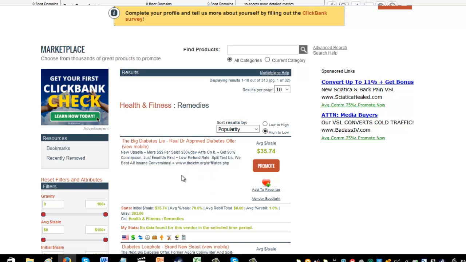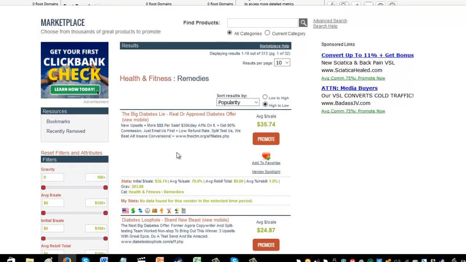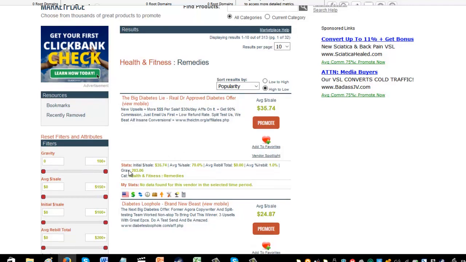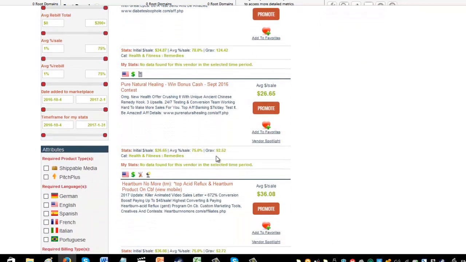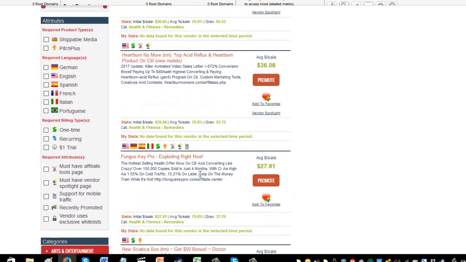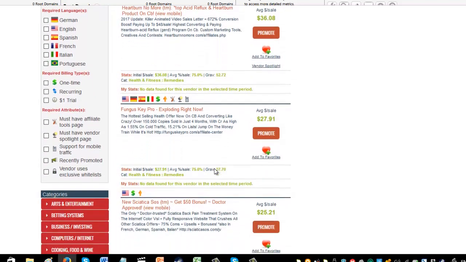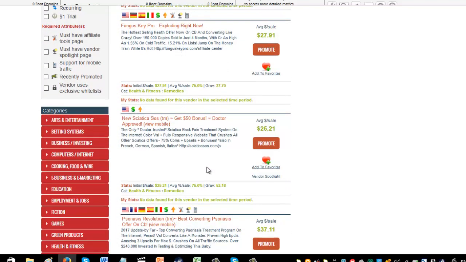Okay, and I can quickly see here from the popularity, this little thing here, gravity. Now this is showing me that it's 203. That means it's extremely popular. There are tons and tons of people promoting this product and making money. Okay, so this works well. This one here has a good gravity. This one here has a good gravity. Good gravity. Anything above 10 to 15 is good. Okay, so there are heaps with good gravity.